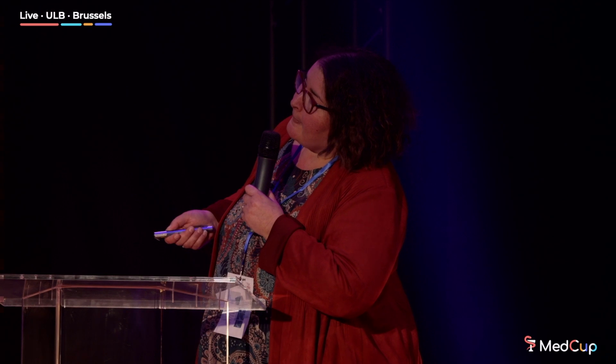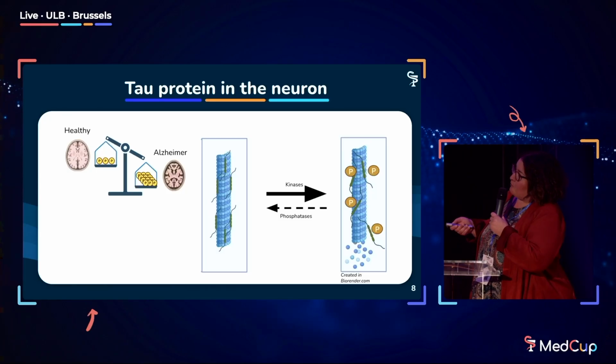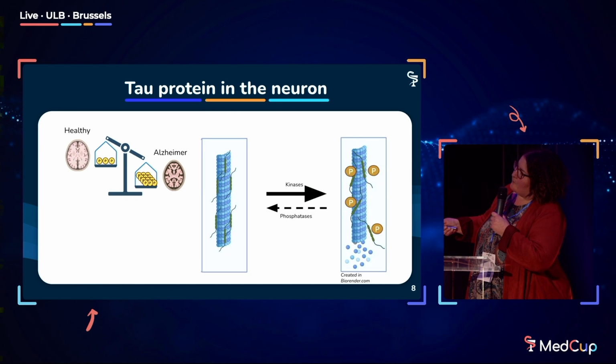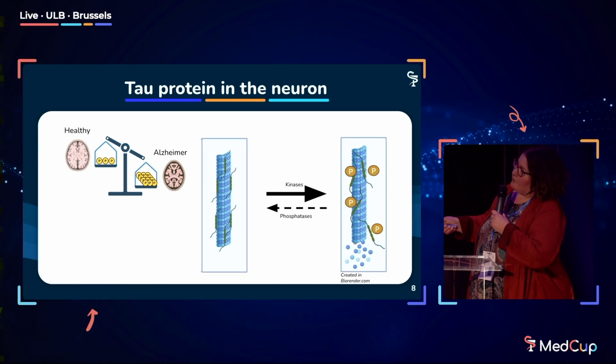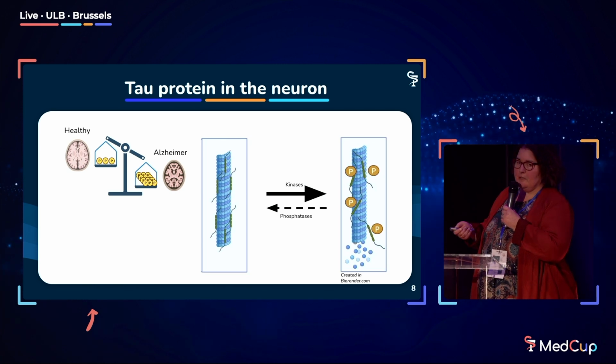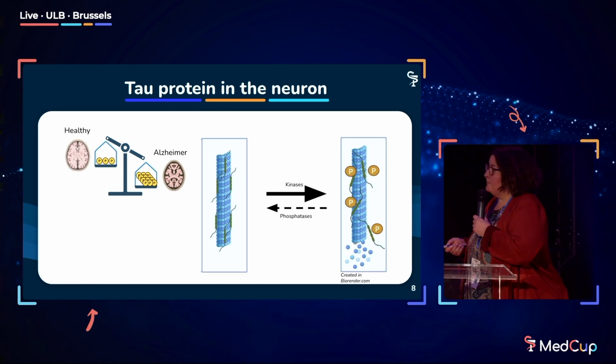But what happens in Alzheimer's disease? In Alzheimer's disease, we have a big change. There is an imbalance between the activity of kinases and phosphatases, and thus the phosphorylation of tau is highly increased in Alzheimer's disease.